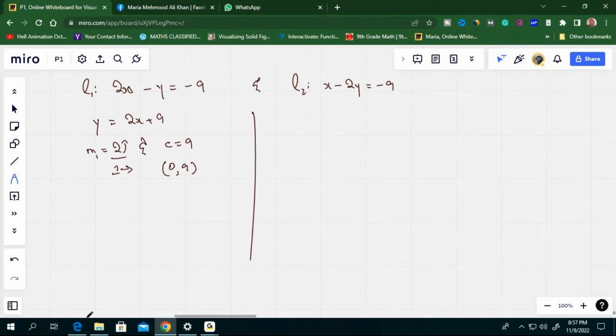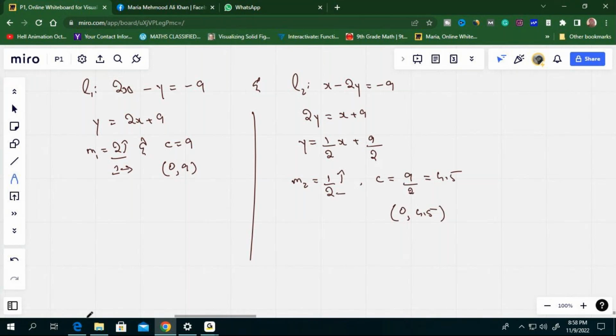In the same manner, you move here. 2y is equal to x plus 9. So your y is coming out to be 1 upon 2 x plus 9 by 2. So the slope of this line is half, and c is 9 by 2, that is 4.5. So one of the points is (0, 4.5), and when I move this point 1 unit up and 2 units right, I'm going to get the other point, and this way I can sketch this line as well. So let's do this.